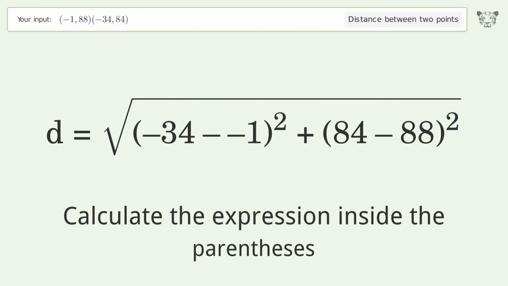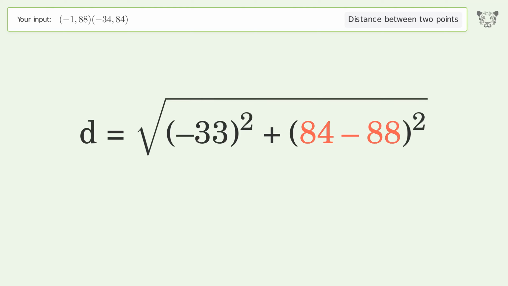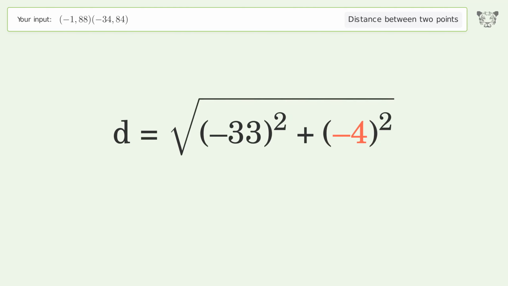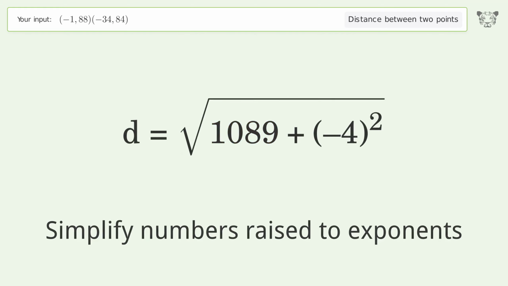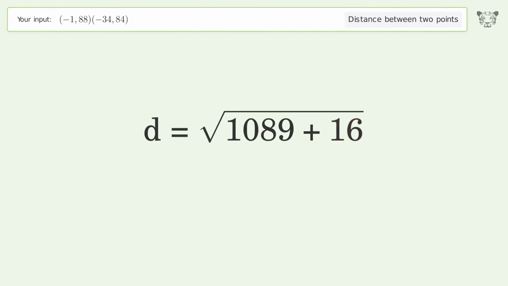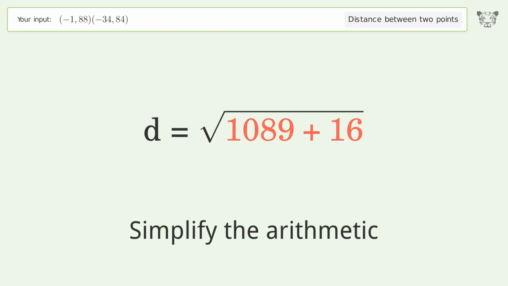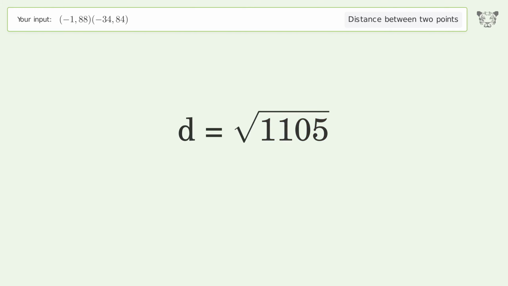Calculate the expression inside the parentheses. Simplify numbers raised to exponents. Simplify the arithmetic. And so the distance between the 2 points is the square root of 1105, or 33.242.